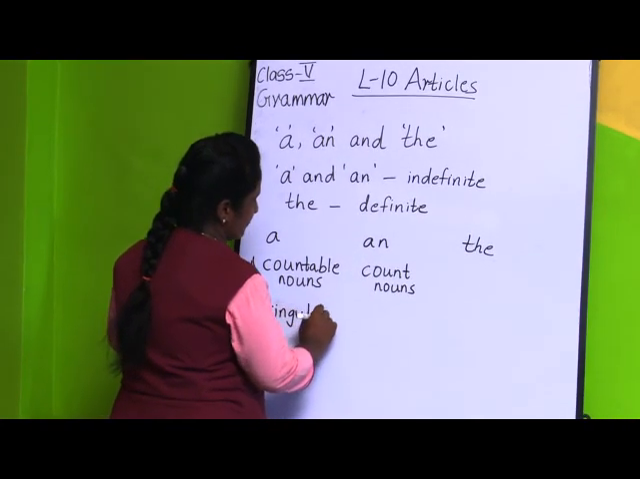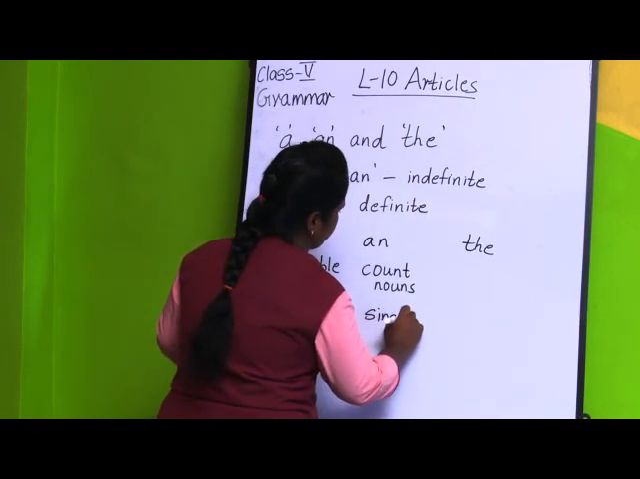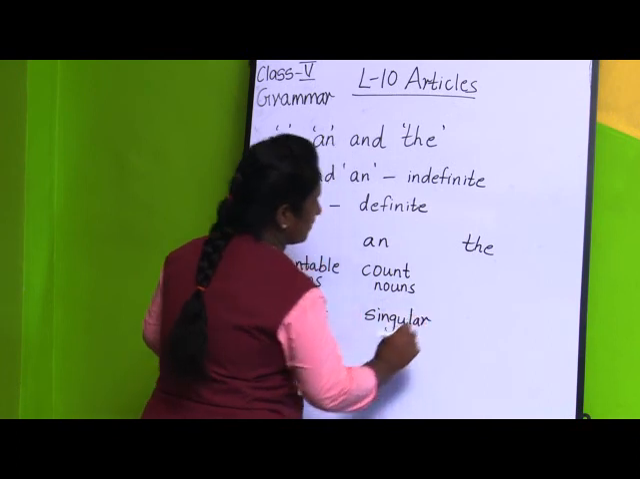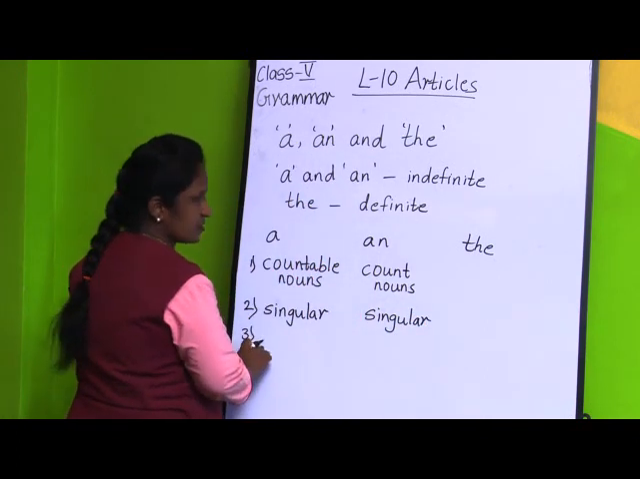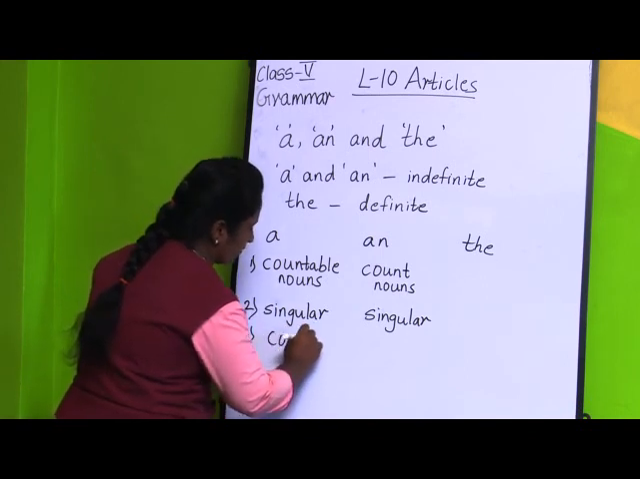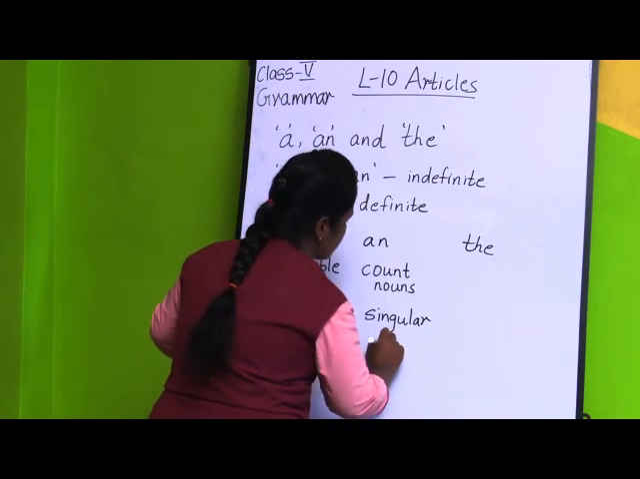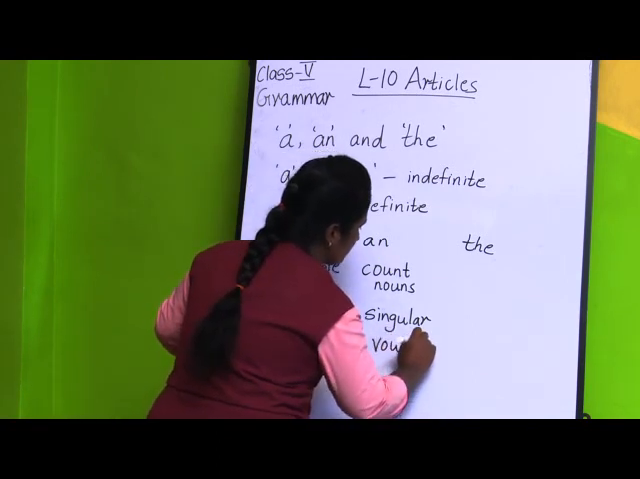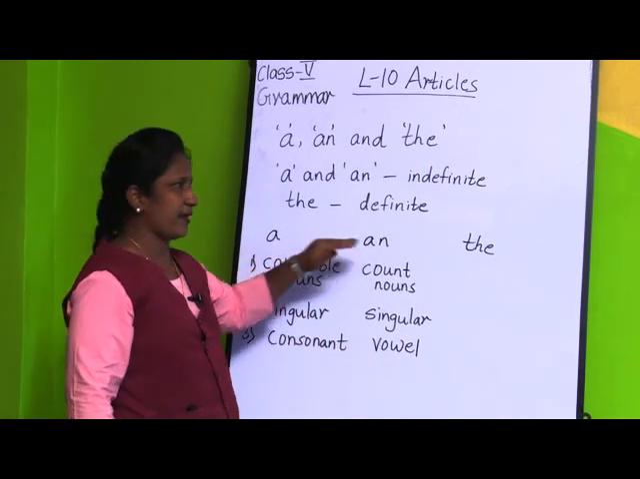When it is singular, here also we use it for the singular number. Only the third thing differs. Here we use "a" when the word starts with a consonant, and here we use "an" when the word starts with a vowel. So, these are the three things about a and an.